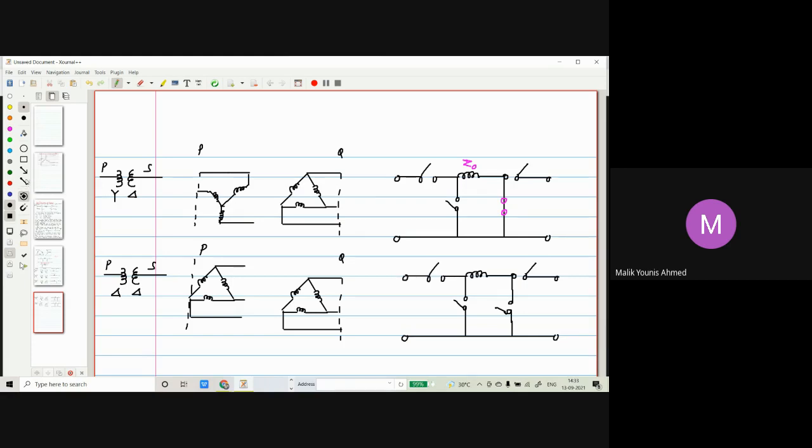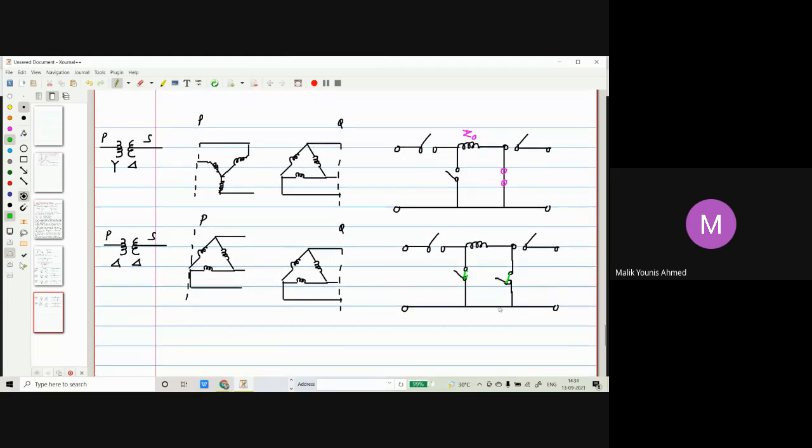So now, again, I will repeat. Series switches will be open because the windings on both sides are delta. Shunt switches, both will be closed because the windings on both sides are delta. Shunt switches get closed, so I will be closing them. So these switches I am closing. And in a simple way, you can draw this diagram like this. That's all. This is what you are getting. And this is your Z0, zero sequence equivalent network.